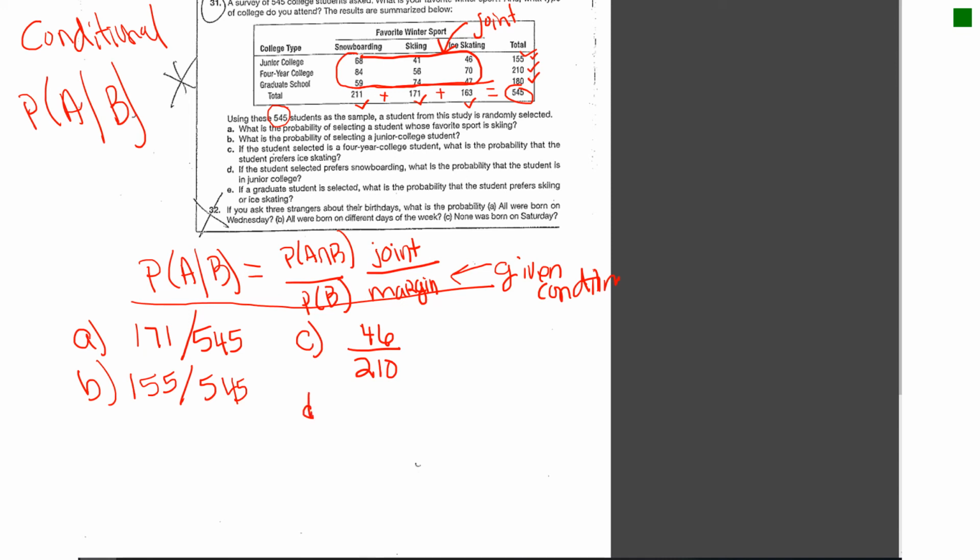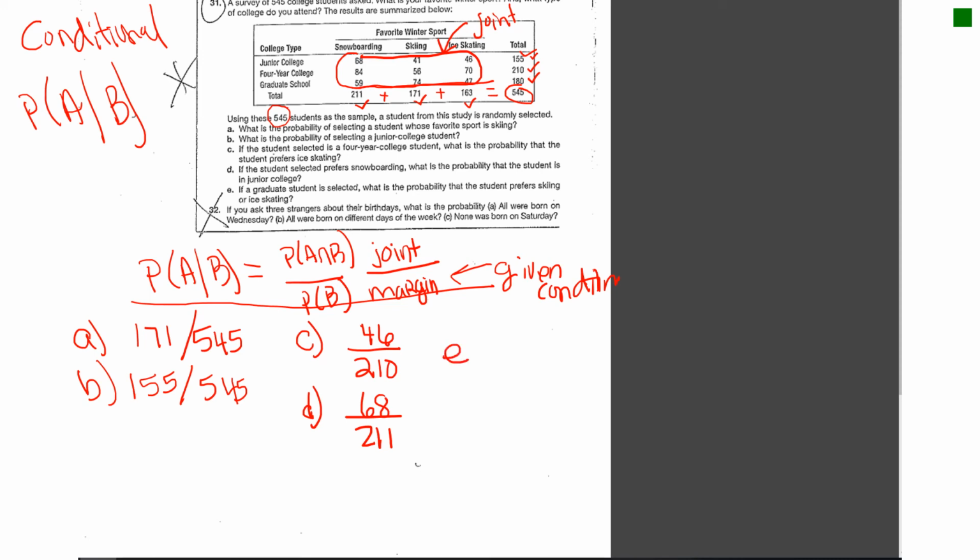All right, let's do another one. Letter D says, if a student selected prefers snowboarding, guys, stop right there. That's the given condition. Notice that's going to be our margin. And the snowboarding is right up here. That's 211. So I'm going to go ahead and pencil that in as my denominator is 211. I got that set up. Now I only need to find the intersection. And the intersection they're wanting is, it says, what is the probability that the student is junior college? Well, if I'm in the snowboarding column, junior college is right here. That's what, 68. So that's your joint. So the answer would be 68 divided by 211.